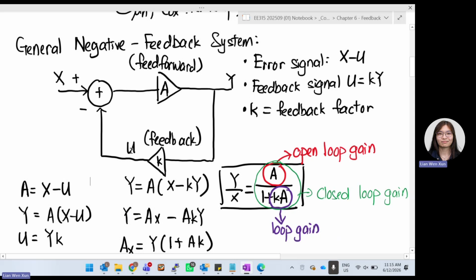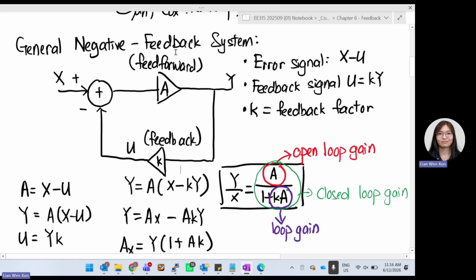So the feedback output is your U. What exactly is your U? U is this K, the feedback, times the output Y. So Y times K equals U. And K is your feedback factor. It is unitless. Okay, so we see part by part.